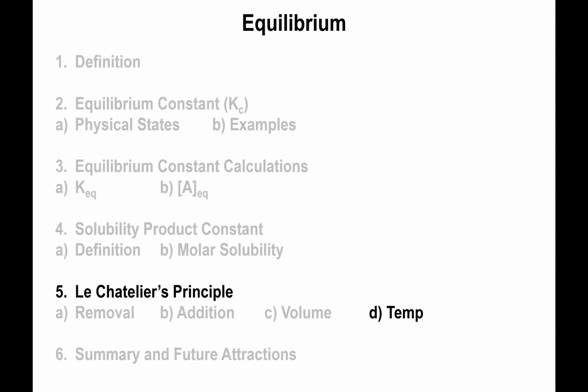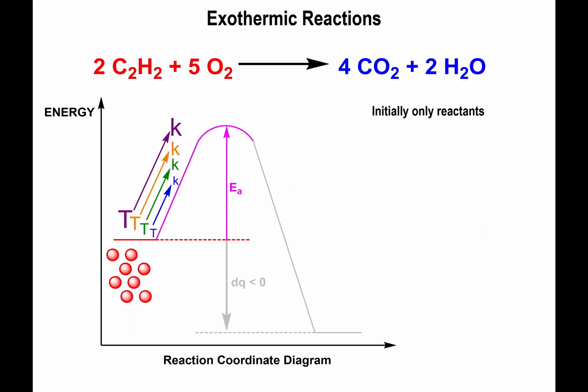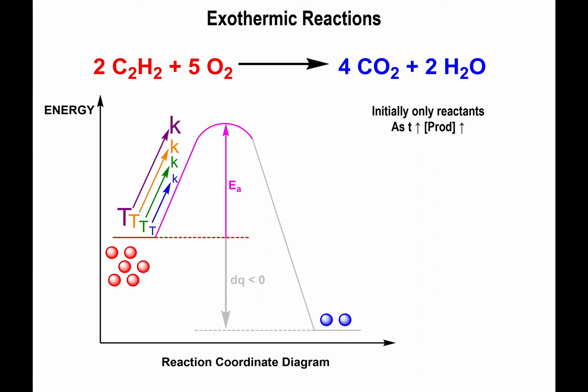All right, the last one that we need to talk about is temperature. And for this one, I'm going to get to the point. In the PowerPoint, I actually show you all of these graphs, the reaction coordinate diagrams, and I depict the fact that if you increase the temperature, you increase the rate at which you can make it over the activation hill. And that's all nice and good, but I'm going to get to the point here.